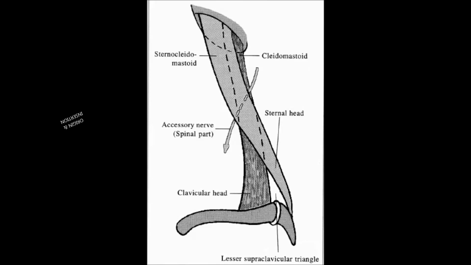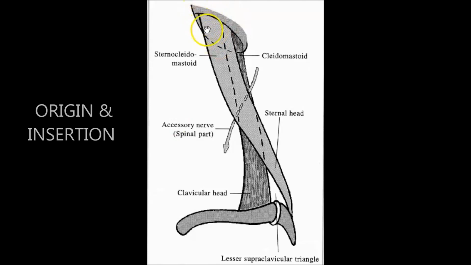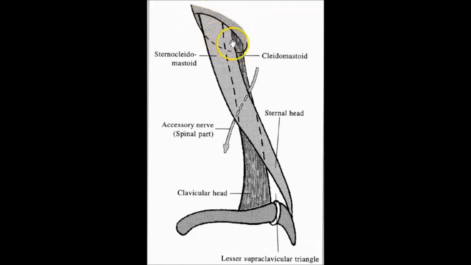From where does this sternocleidomastoid muscle originate? It originates from your mastoid process of the temporal bone. And where does it get inserted? It is inserted partly into the sternum and partly into the clavicle. It has two heads, that is the sternal head and the clavicular head.